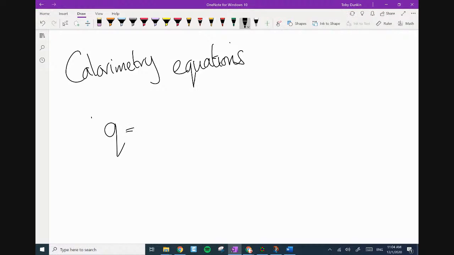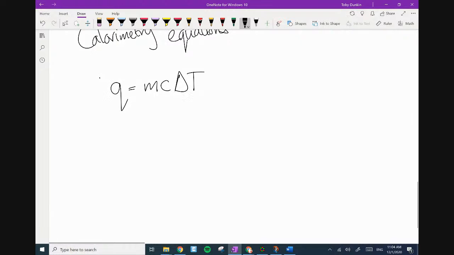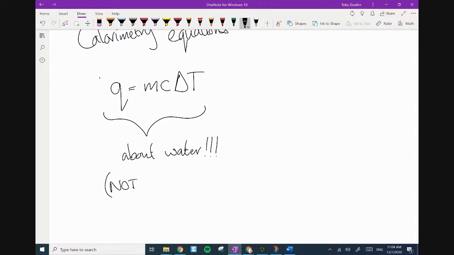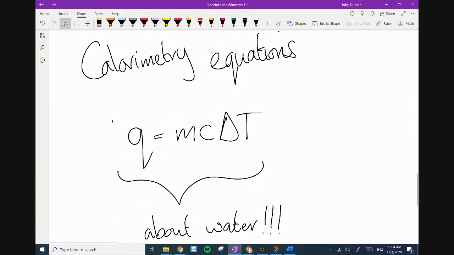Q equals MC delta T. Now this equation is entirely about water only. This is about the water, not the fuel. Bear that in mind. So what does each bit stand for? Q is raw energy, and has units of joules. M is the mass of water.